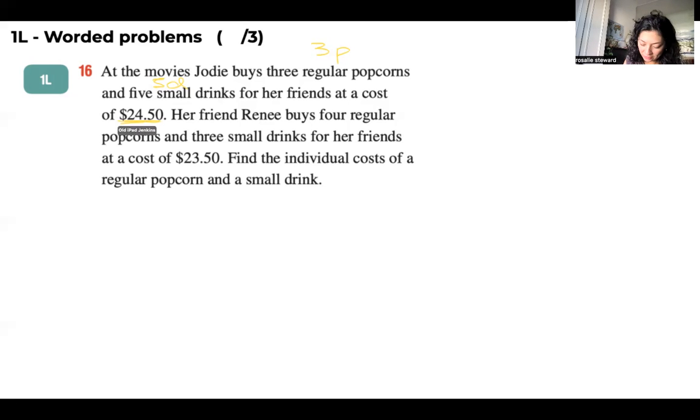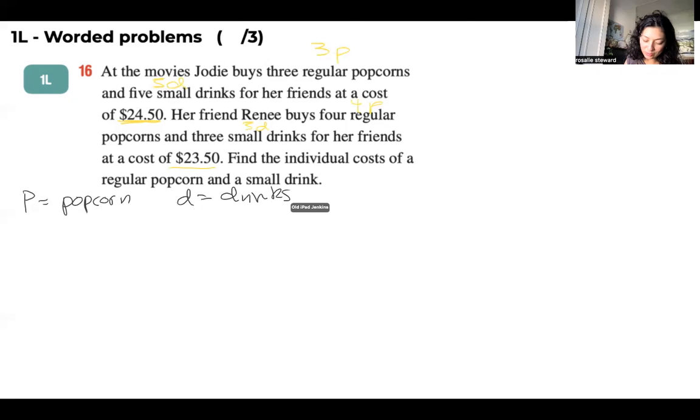Renee also gets 4 popcorns and 3 drinks for her friends at a cost of $23.50. So to me, this is reading like x plus y equals something, x plus y equals something. So it's clearly simultaneous equations here. I'm going to write what the variables are. So P is popcorn, just so you're really clear on what's what, and D is drinks.